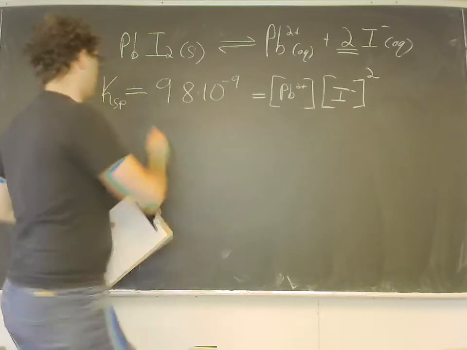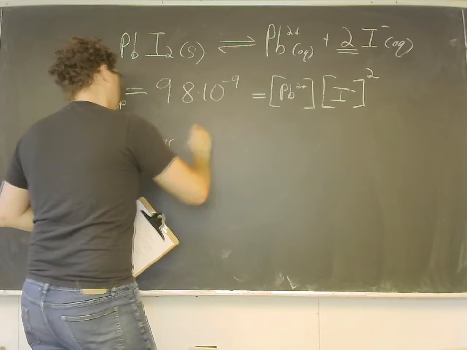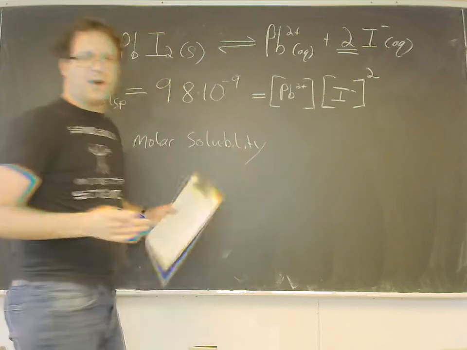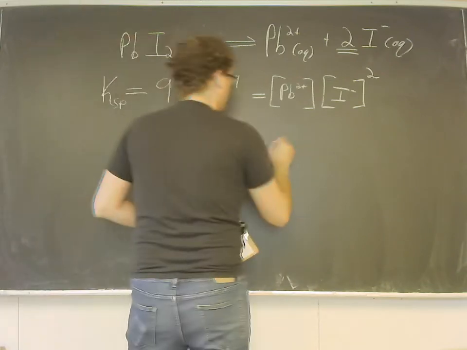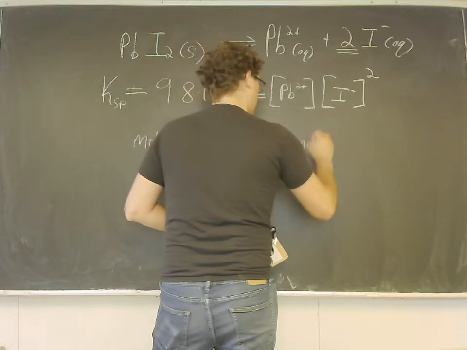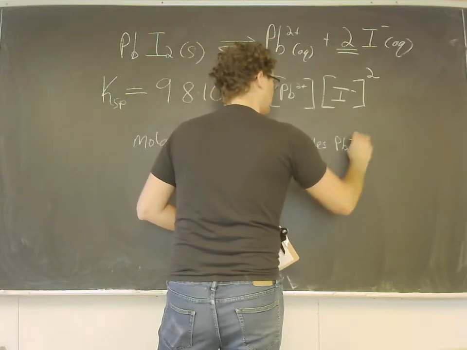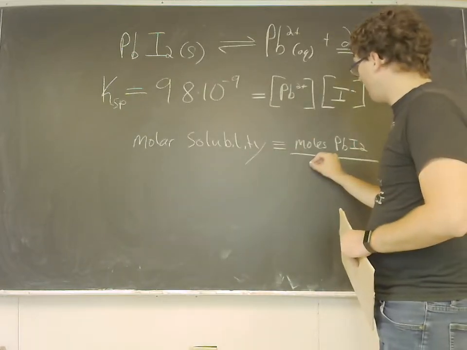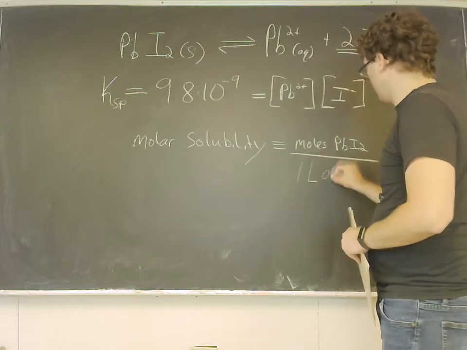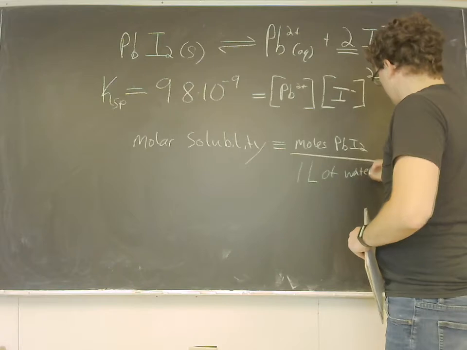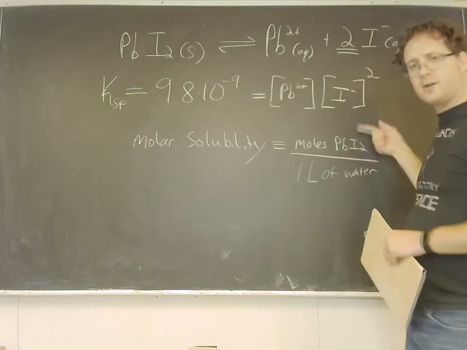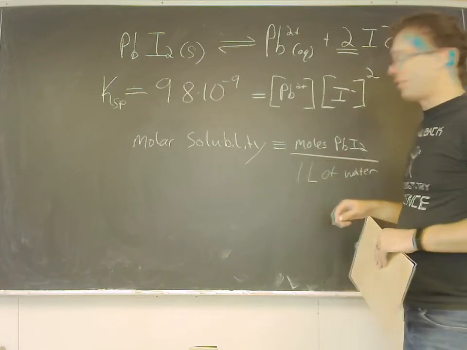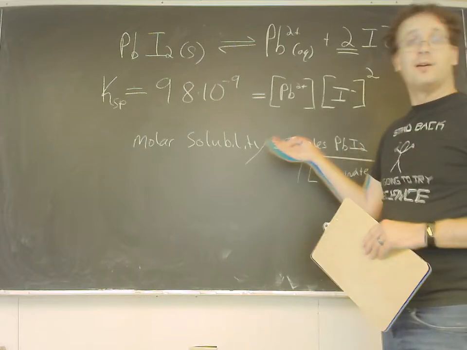And molar solubility is in many ways a more convenient number to work with. So the molar solubility is defined as the moles of PbI2 that dissolve in 1 liter of water. Okay, so how many moles of PbI2 are going to dissolve in every 1 liter of water? This has units of moles per liter, and so it's going to be a molar value.